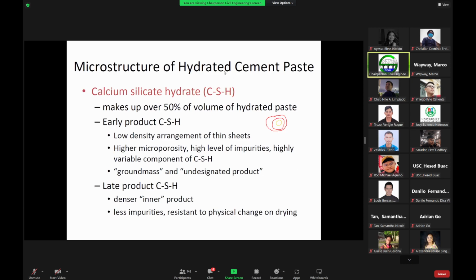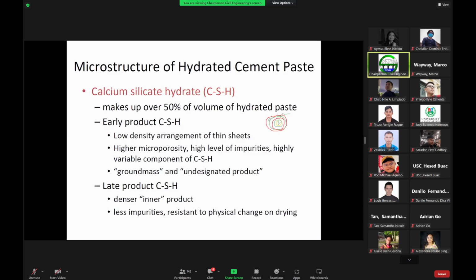So this late product CSH, because it's diffusion controlled, forms around your early product. So it forms here inside. It forms around your early product, making this late product CSH more dense, and it's also reinforcing the diffusion barrier between your cement grain and the water around it. So this happens later in hydration, and it will slowly thicken with time. So it grows inwards as well as outwards.